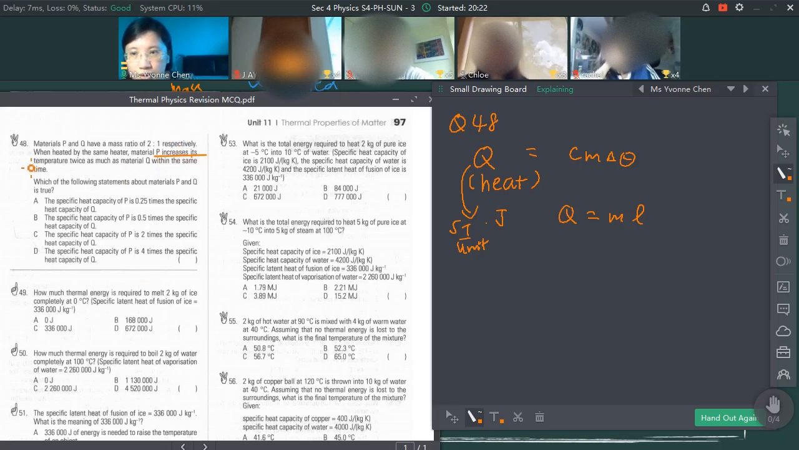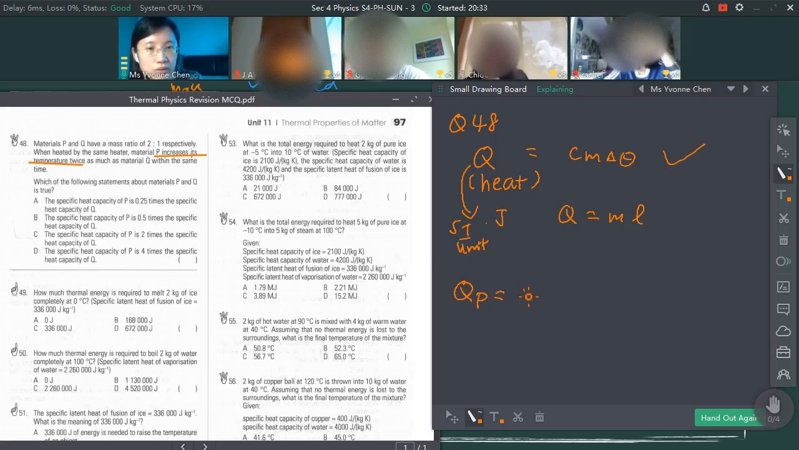Okay, increase in temperature. So we shall choose this formula. You can see on my drawing board, right? Q equals Cmδθ. So we find QP. QP equals MP CP δθP.